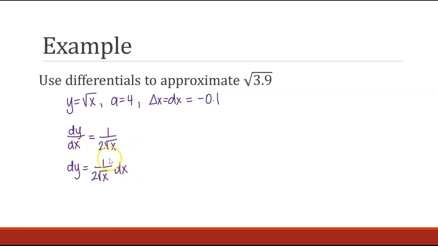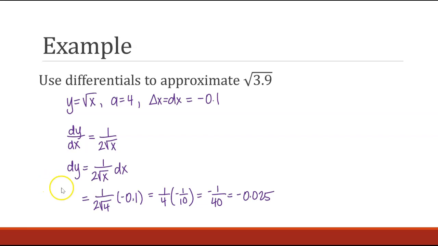So now we're going to substitute in our a value and our dx value into our dy. So dy is 1 over 2 times the square root of 4 times negative 0.1. Well, that's 1/4 times negative 1/10, or negative 1 over 40, or negative 0.025. So that should be feeling kind of familiar, right?